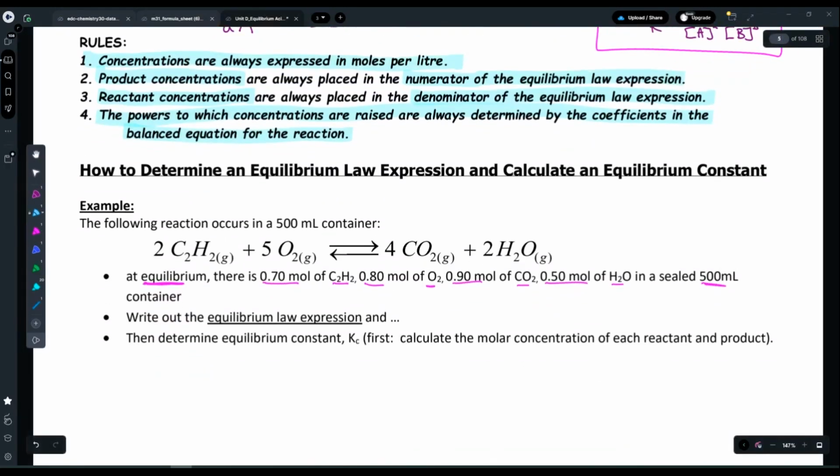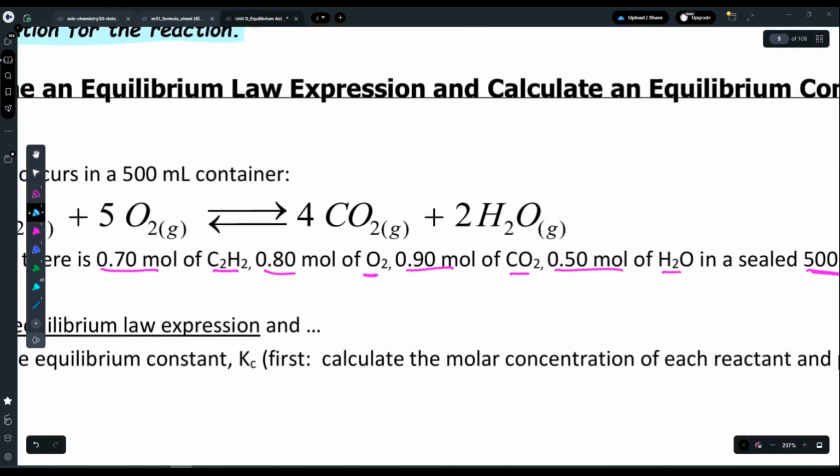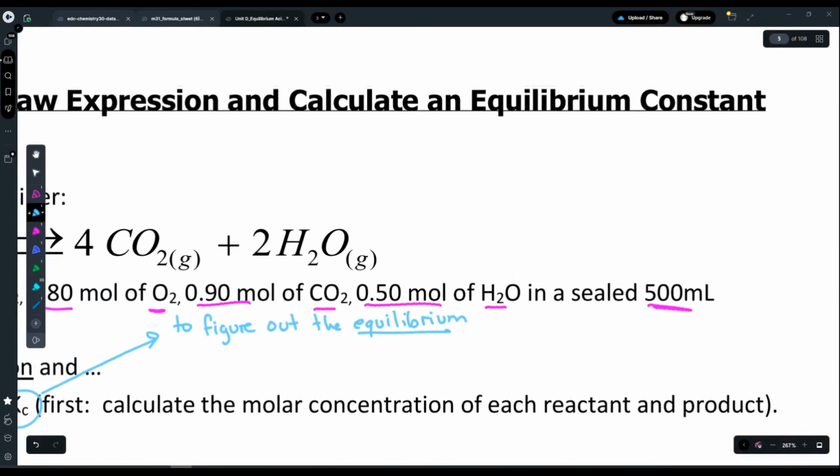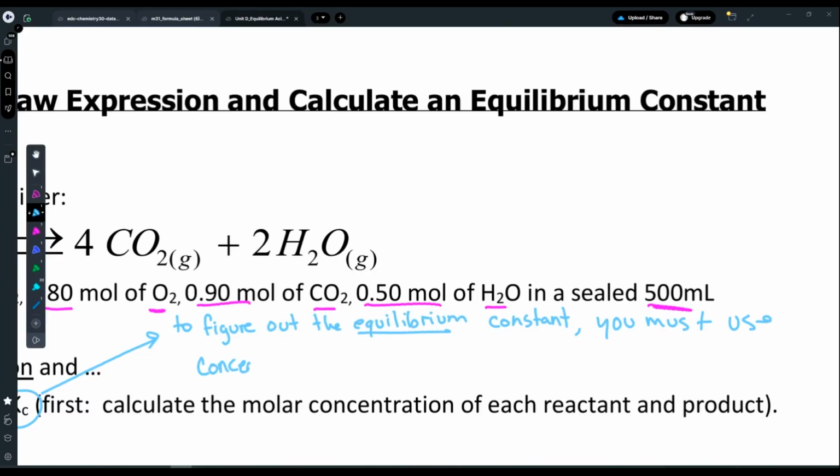I'm going to write out what I just said. To figure out the equilibrium constant, with extra emphasis on equilibrium here, you must use concentration at equilibrium.